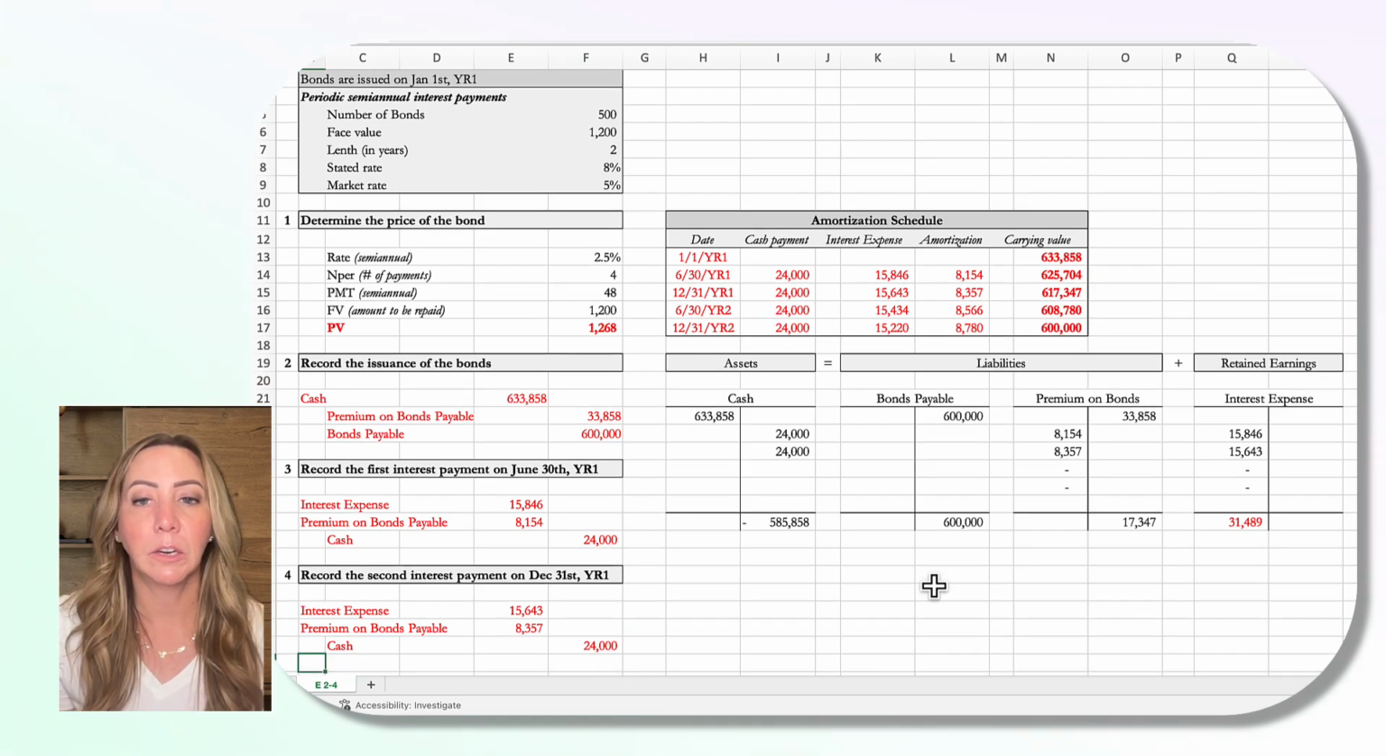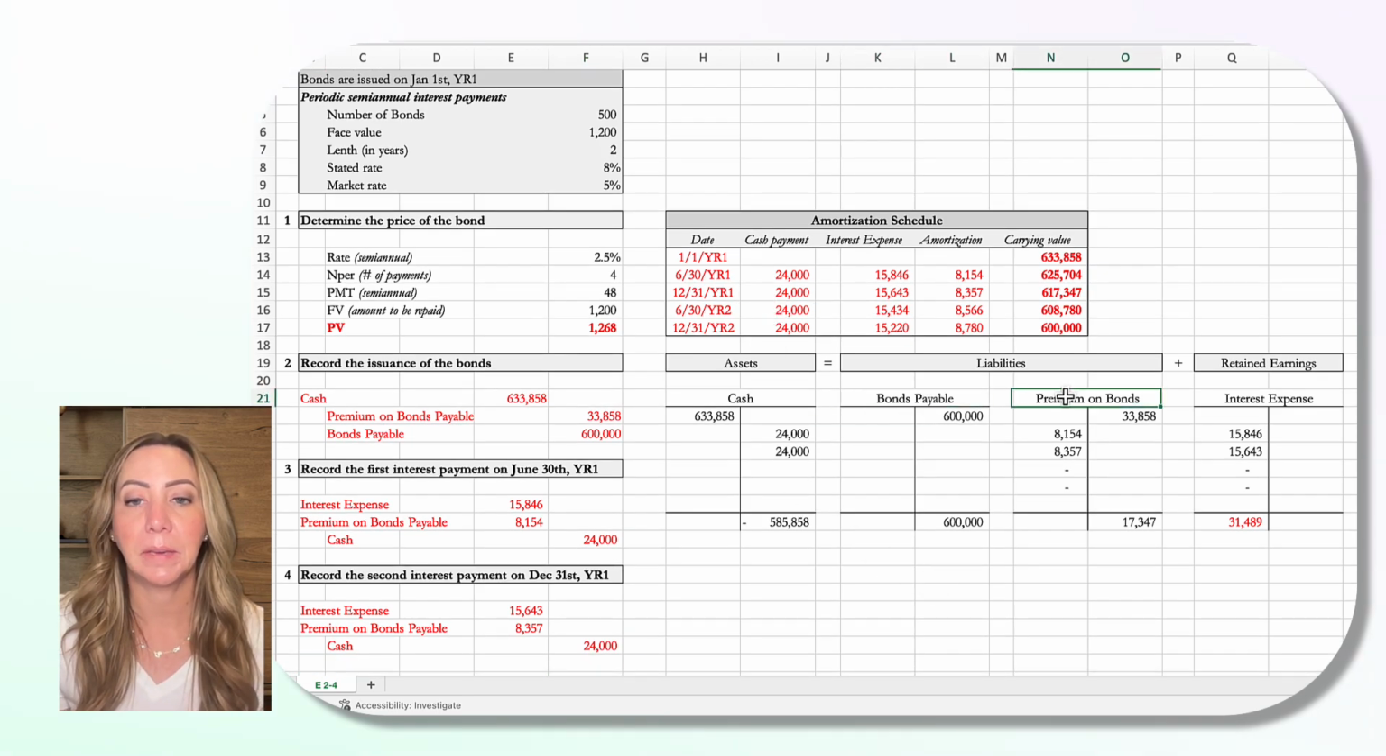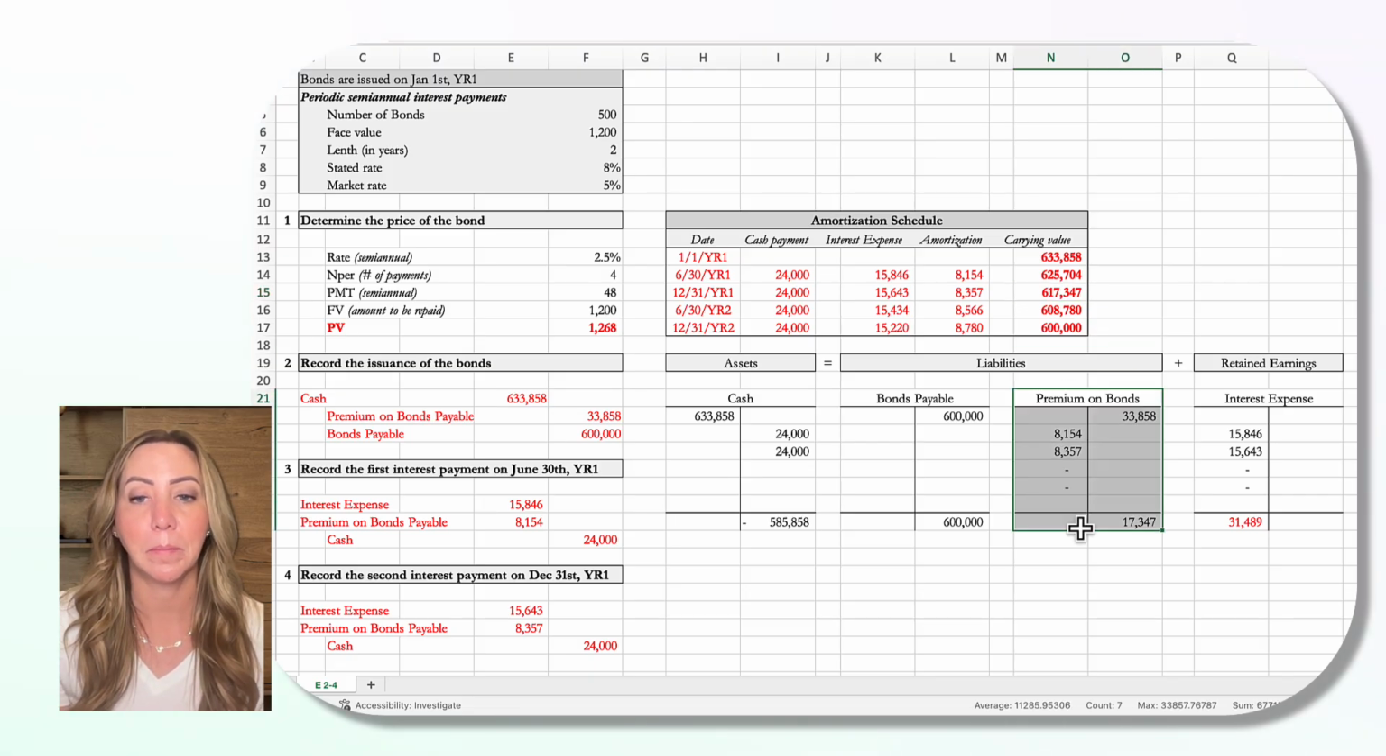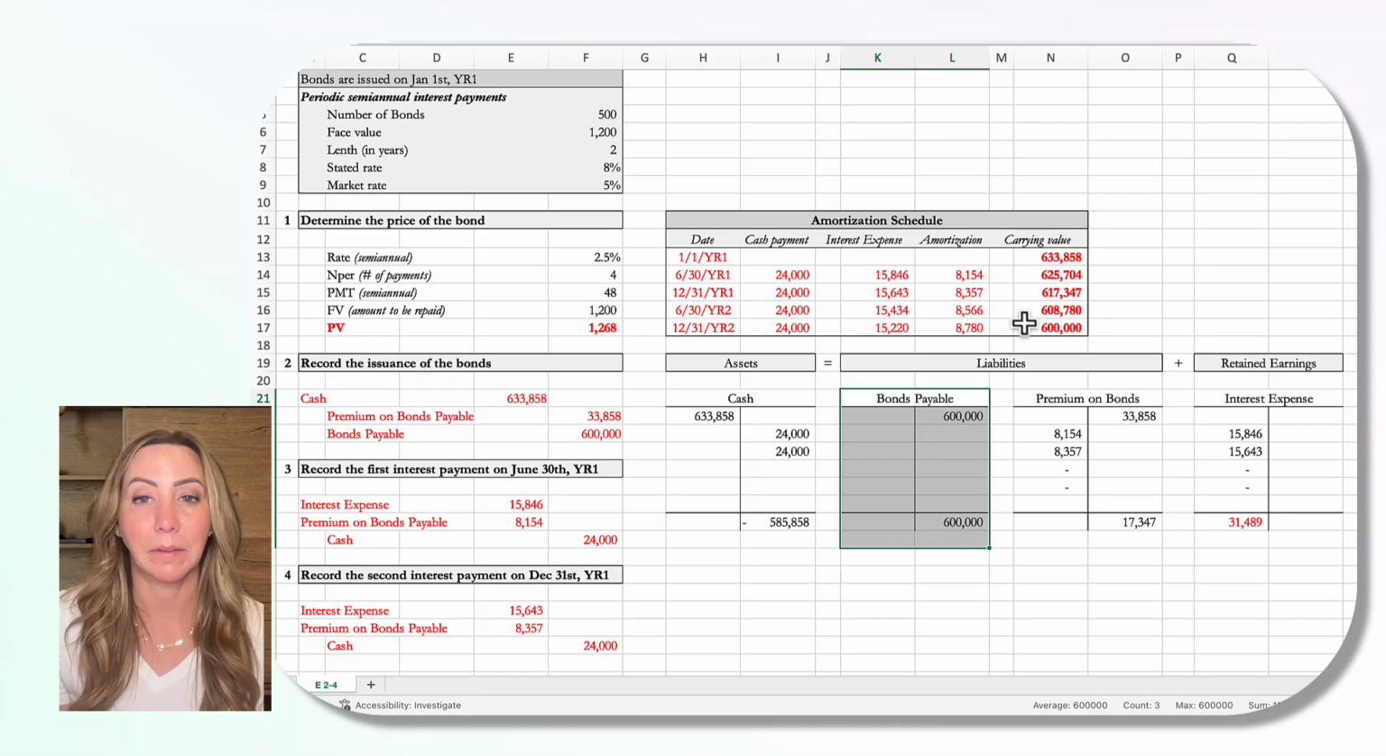So just taking a look here at the bonds payable and premium account quickly, these two numbers together represent the carrying value of my bond. And the carrying value of my bond at this point is $617,347. The goal is at the end to have the premium on bonds payable account be empty so that all I have remaining is the bonds payable account at the carrying value of $600, which is equal to face.